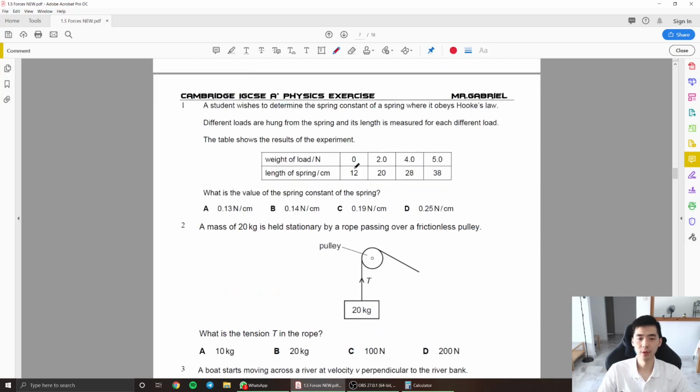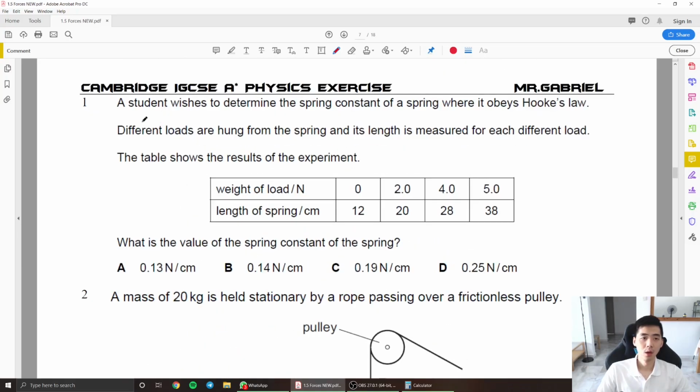Then moving on to the next set of exercise. A student wishes to determine the spring constant of a spring where it obeys Hooke's law. Very important keyword here. Different loads are hung from the spring and the length is measured for each different load. The table shows the result of the experiment. 0 newtons, its length is 12 cm, so this is the original length. 2 newtons, that is length at 20 cm, which means to say the extension would be 8. Here, 4 newtons, the extension would have been 16. And here, 5 newtons, the extension would have been 26 here.